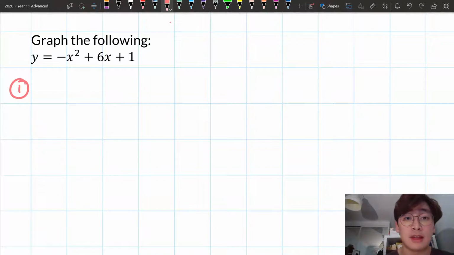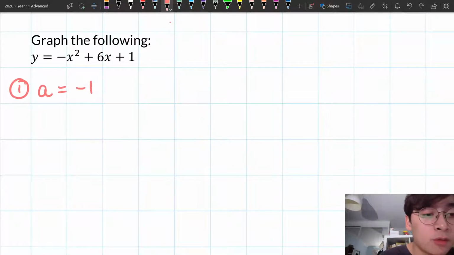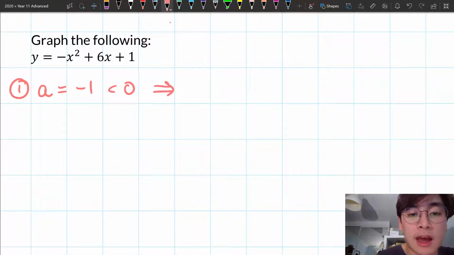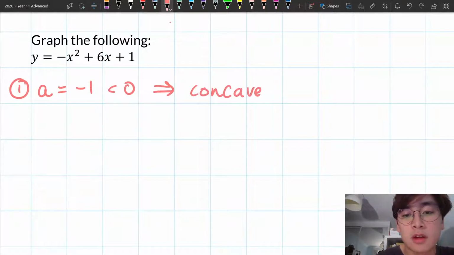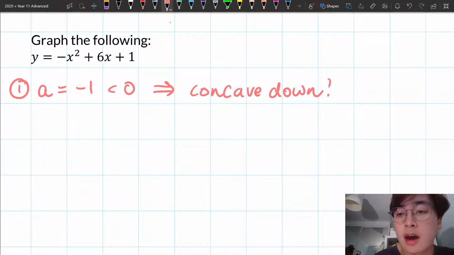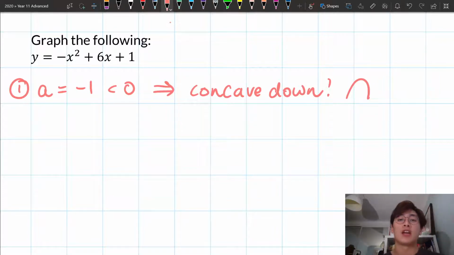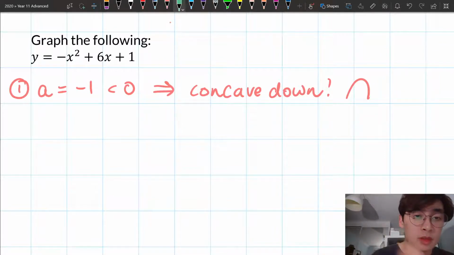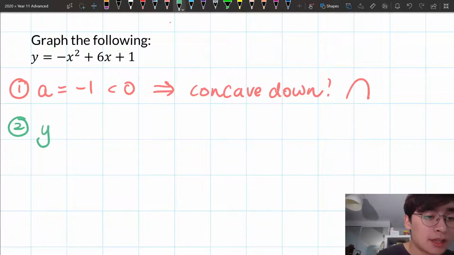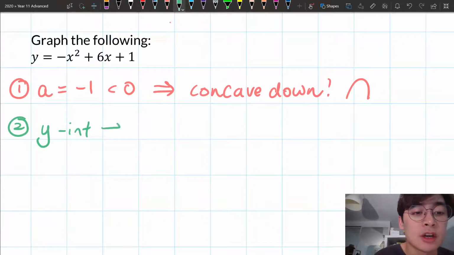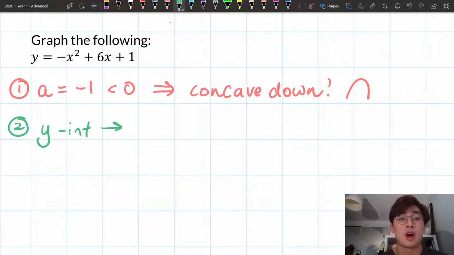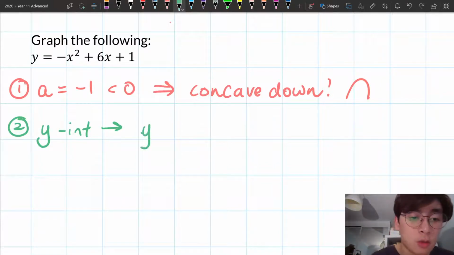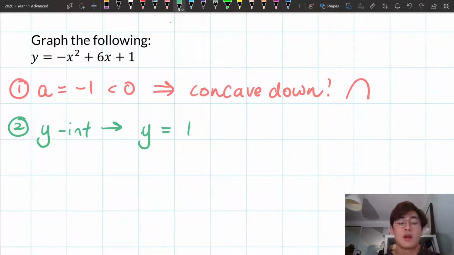First thing is we check concavity. Here we look at the coefficient of the x squared term. I'm just going to write a is equal to negative 1, which is less than 0. So we're going to have concave down. We know our graph is going to look like an upside down parabola. Step 2, I'm going to check the y-intercept. For the y-intercept, you sub in 0, or you can just check the c term, the constant term. Here it's already nicely in that form, so I can just go y is equal to 1 for the y-intercept.